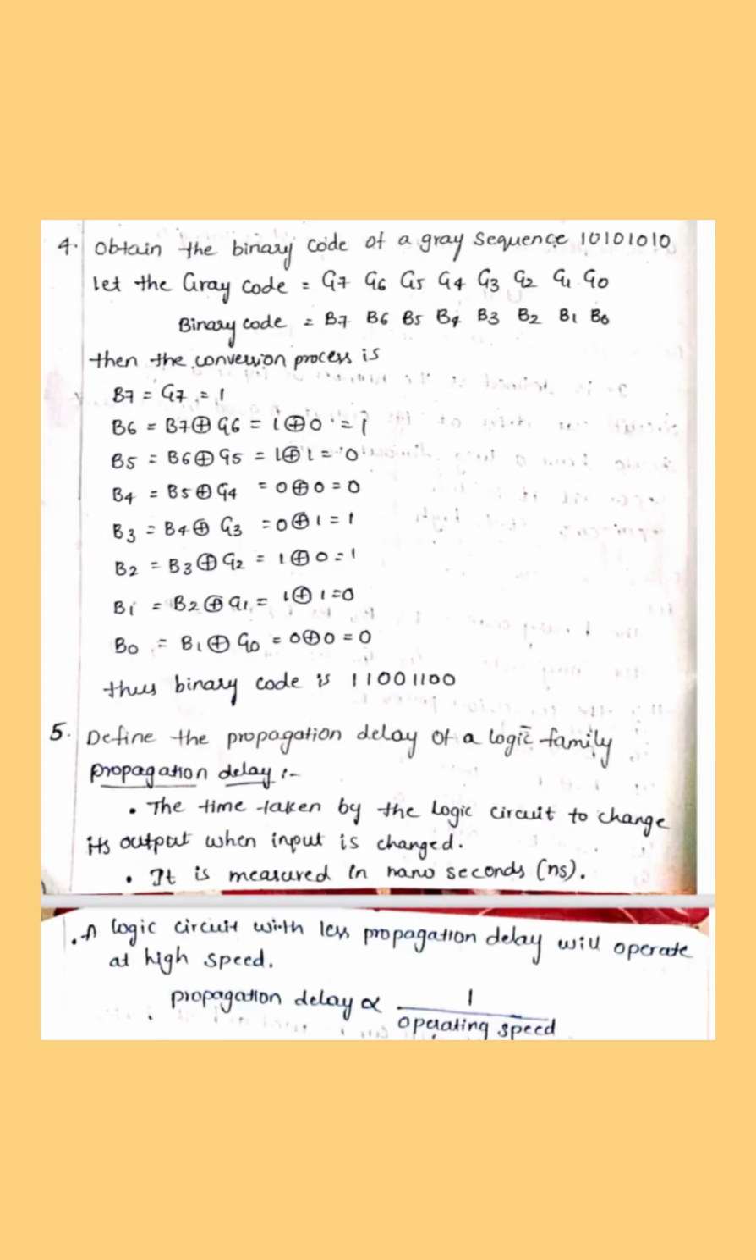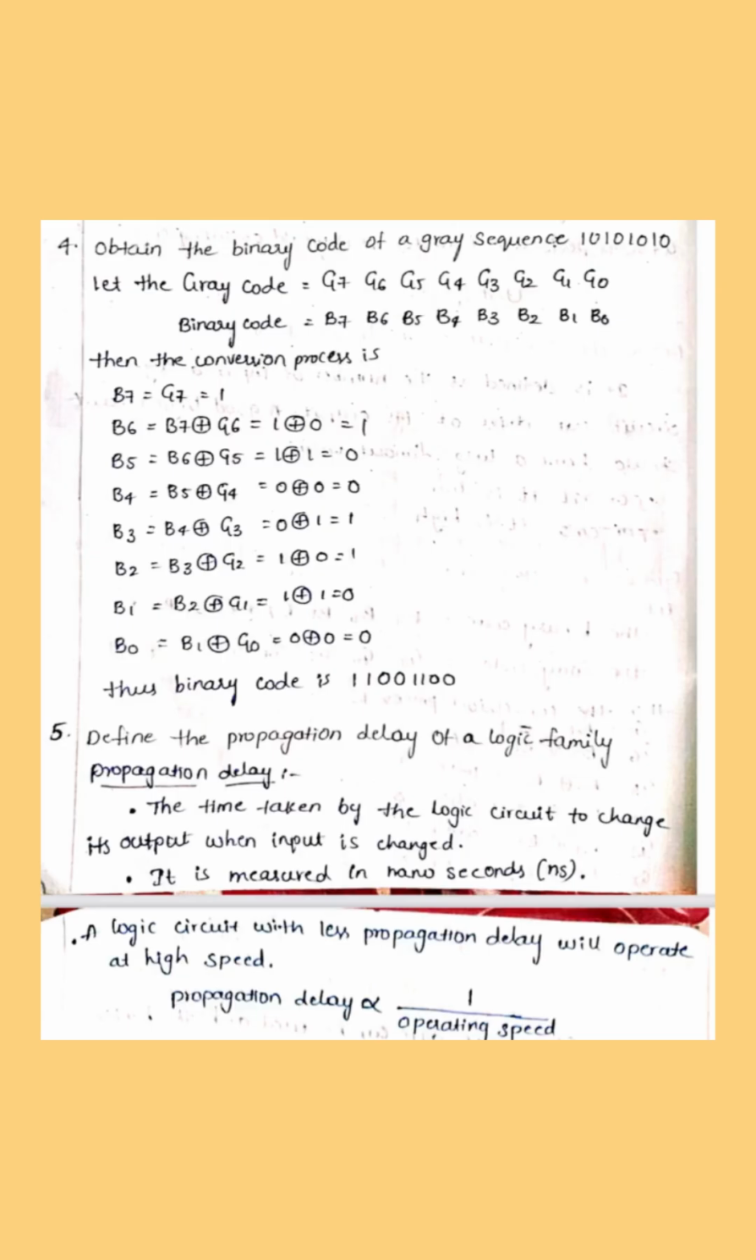Question number 4. Obtain the binary code of a gray code sequence 10101010. Let us say gray code equal to G7 to G0 and binary code equal to B7 to B0. Then let us see the conversion process. B7 equal to G7 equal to 1. B6 equal to B7 exclusive OR with G6, that is 1 with 0, it is 1, different values 1.